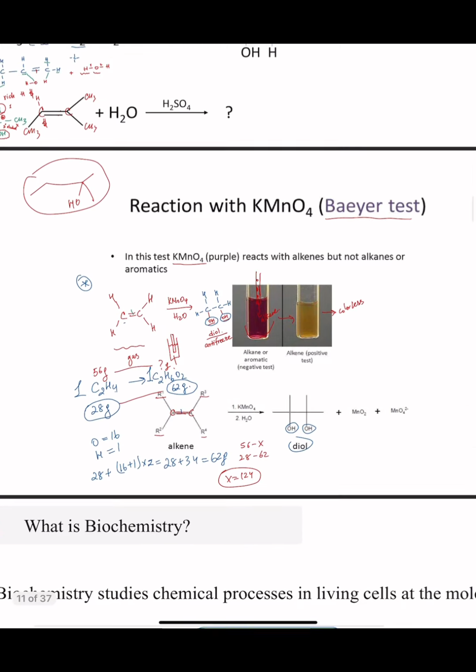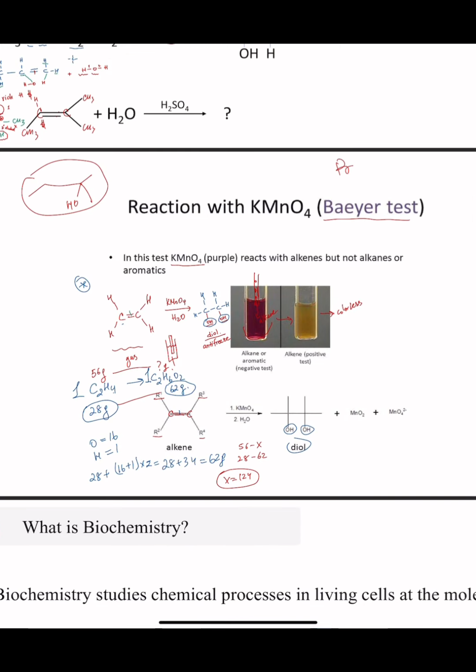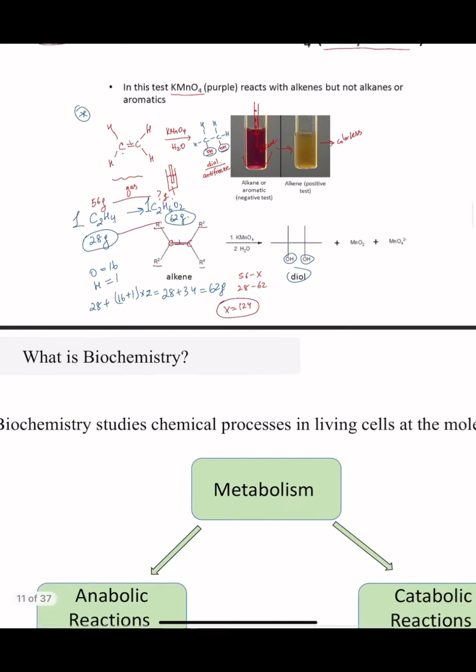So Bayer test and bromine test are the tests that we perform on alkenes. We did this in the lab. You guys have done it. Apparently you did a good job. Hopefully you'll do a good job in the exam too.